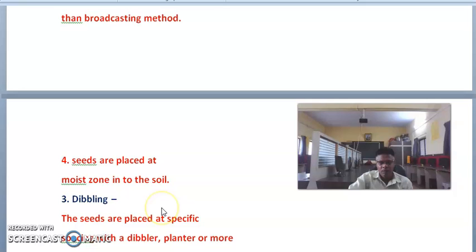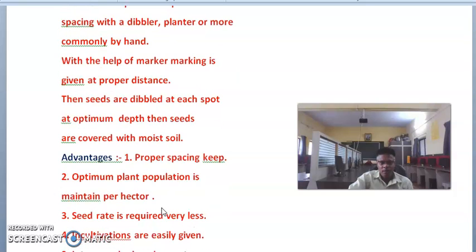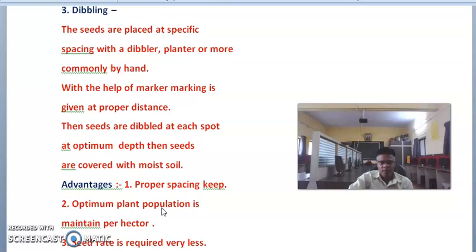So these are the advantages of this method. Then the third one is the dibbling method. In the dibbling method, big size seeds are sown by hand or by a dibbler or planter. That time it is known as the dibbling method.